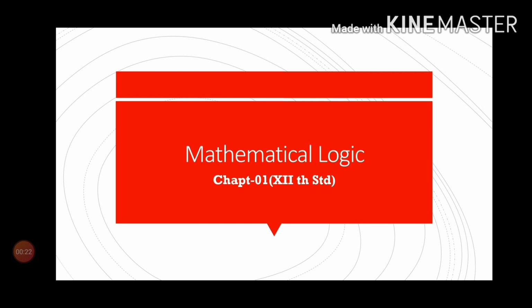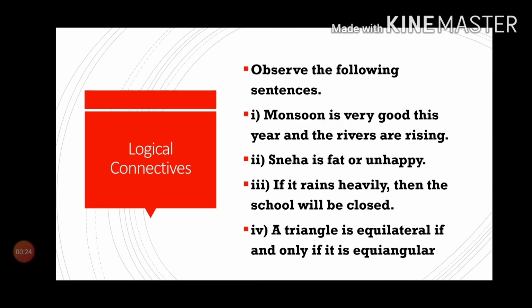Now we will see first logical connectives. A logical connective is also called a logical operator. It is a symbol or word used to connect two or more sentences in a grammatically valid way. We use logical connectives to join two sentences. Let us see some examples on this. Observe the following sentences.